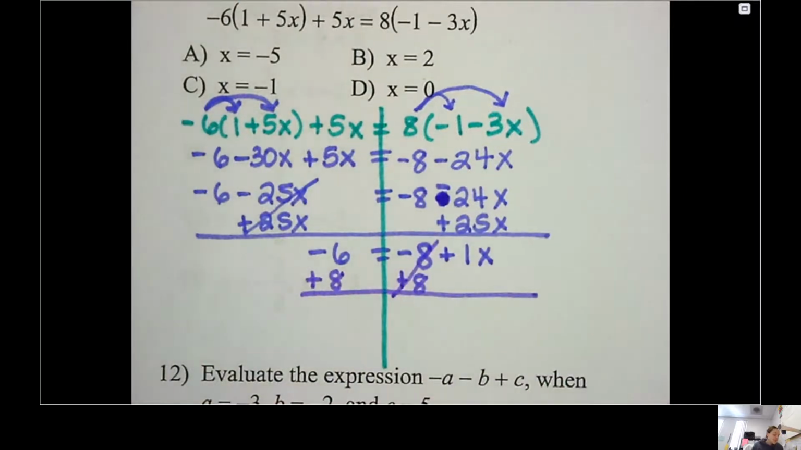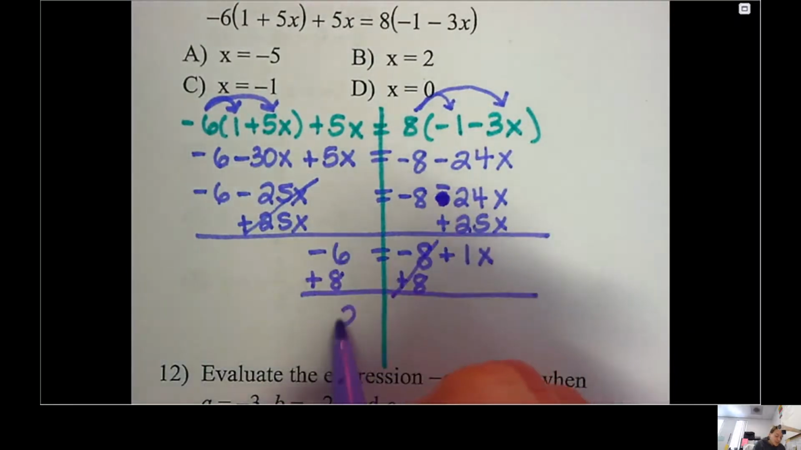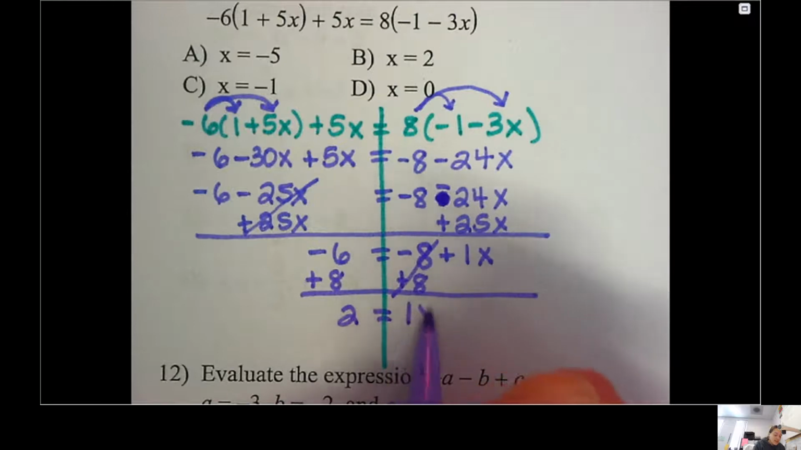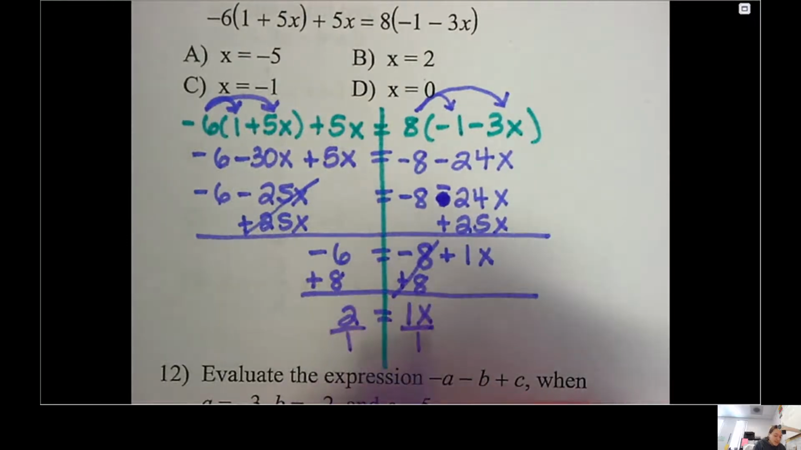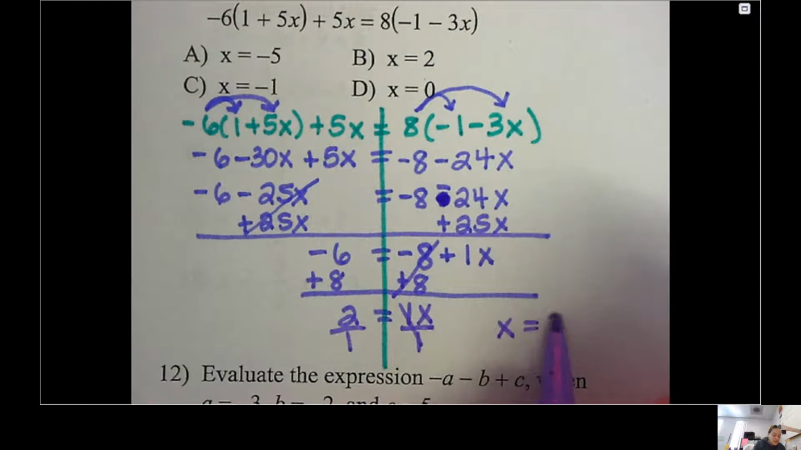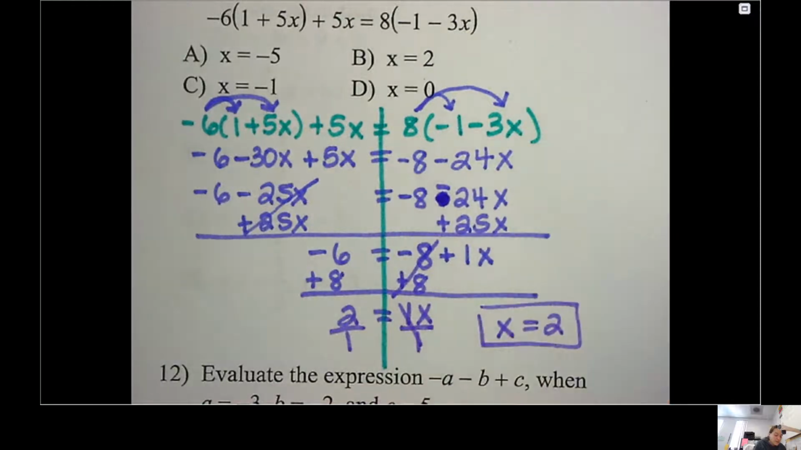So -6 plus 8 gives me 2. And then I'm left with 1x. And then if you want, you can divide by 1, but you're going to get the same thing: x equals 2. So now I'm going to come up here.